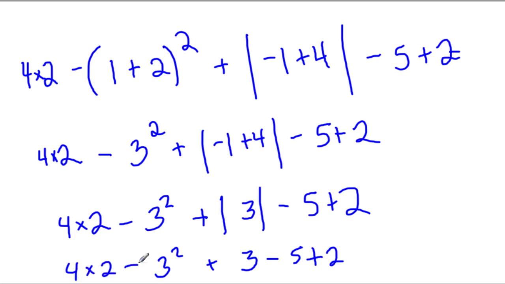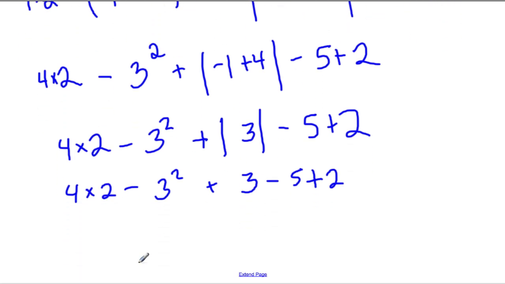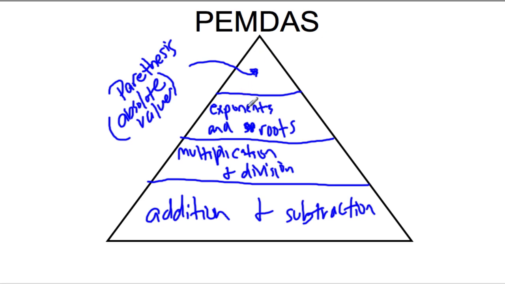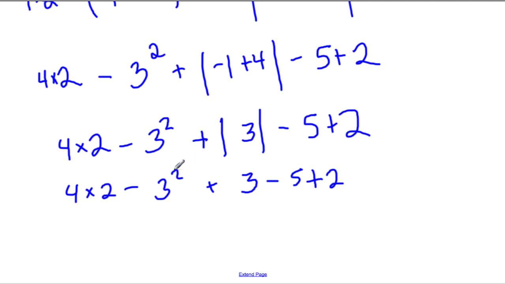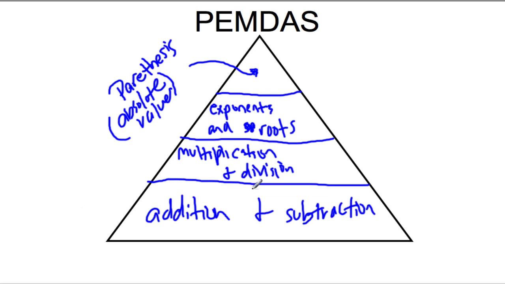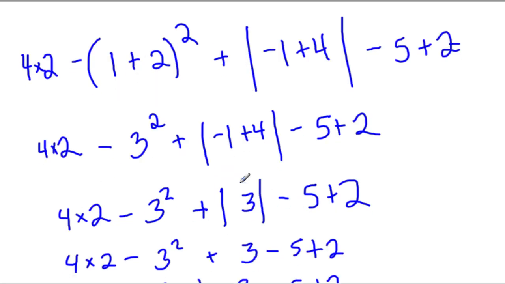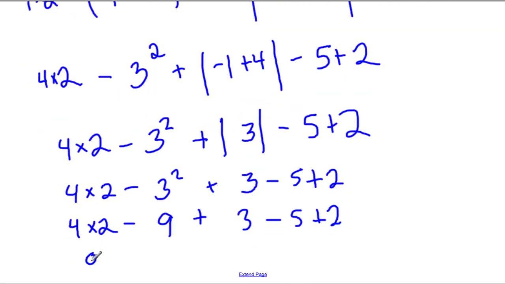Okay, next we deal with exponents, because that is the next priority. Exponents and roots are on our PEMDAS triangle. There are no roots, so go straight to exponents. Our only exponent here is 2, so 3 to the second power is 9. Write 9, and then rewrite everything else. Okay, next we have multiplication, subtraction, and addition operations, but multiplication comes before addition and subtraction. So let's do the multiplication next. 4 times 2, that's 8. Now rewrite the entire equation.